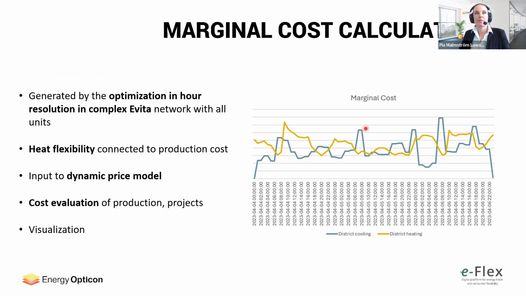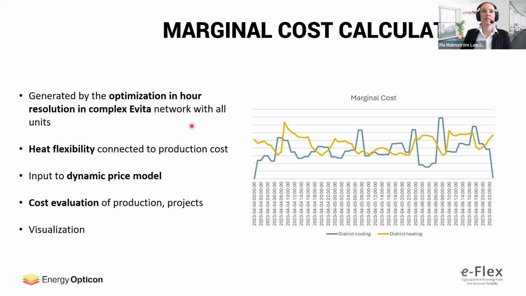And this marginal cost calculation in Kraftringen is generated by the optimization in our resolution in a very complex energy system, because this heat network of Evita is actually a connected heat network where you have Lund and Helsingborg, another city, and Landskrona. So there are actually 5 cities connected with their heat network, and 3 different energy companies are owning these facilities. And they do a total optimization together in one system.